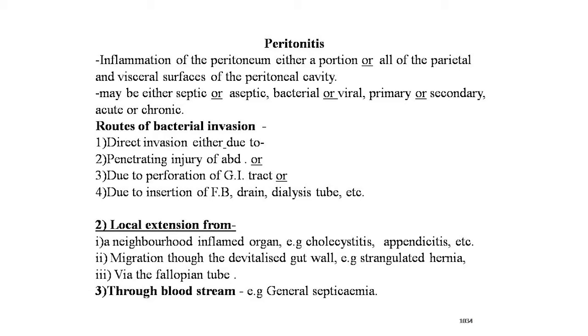Second, local extension from a neighboring inflamed organ; for example, cholecystitis or appendicitis may develop into generalized peritonitis. Also, migration through devitalized gut walls and strangulated hernia, or via the fallopian tube. Third is through the bloodstream, that is, general septicemia. These are the routes of bacterial invasion into the peritoneum.